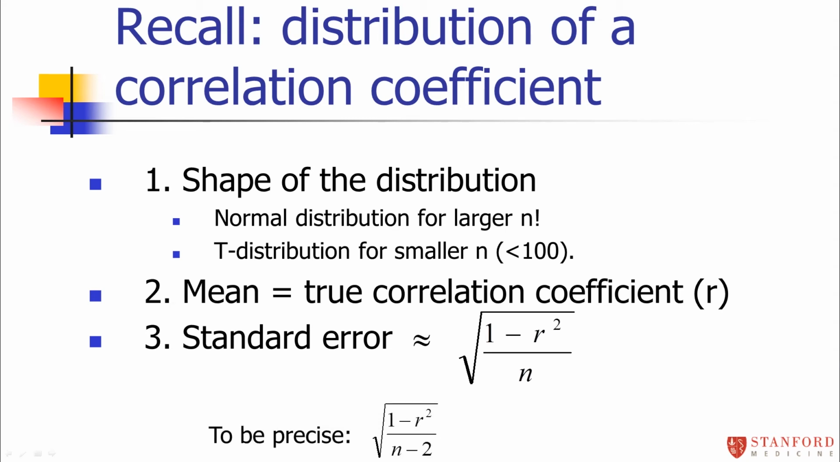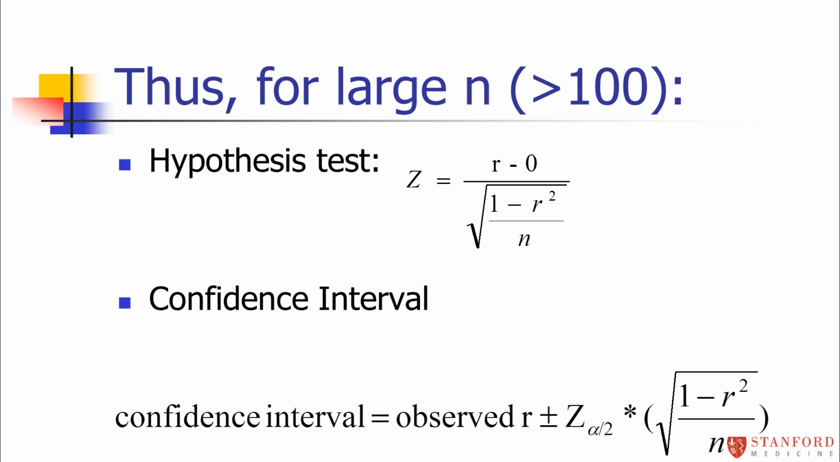I actually cheated just slightly here, to make things simple. If we want to be really precise, the standard error is the square root of 1 minus r squared divided by n minus 2. Of course, if you're talking about an n of 100 or more, if you subtract 2 or you don't, it's not going to make any real difference in the magnitude. But if you want to be precise, that n minus 2 is there. So that's the distribution of a correlation coefficient. We can use all of that information to calculate p-values and to calculate confidence intervals.